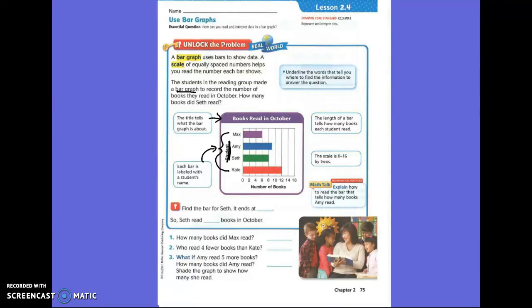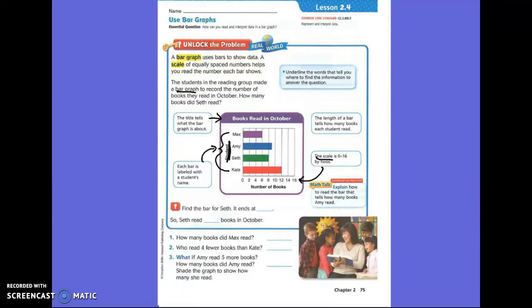Then you have the length of a bar that tells how many books you read. So the lengths are going this way. There is a scale. The scale are the numbers. Please make an arrow to the numbers. The scale is the numbers. And the scale is going from 0 to 16, and it's counting by twos.